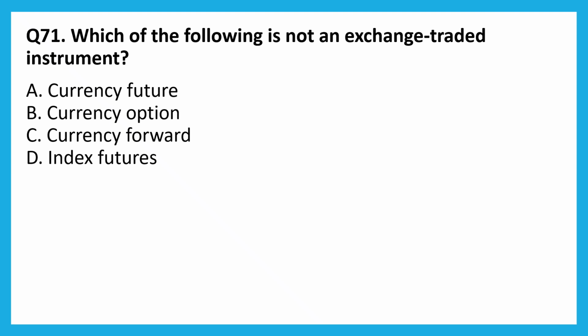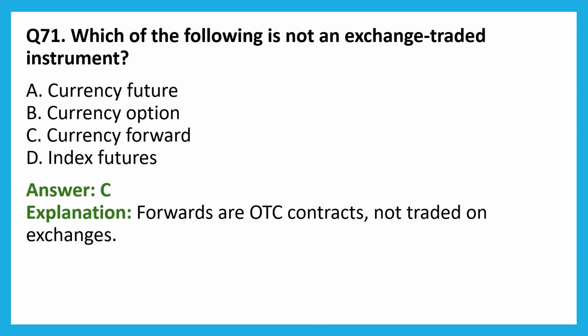Next question. Which of the following is not an exchange traded instrument? Option A currency future, option B currency option, option C currency forward, and option D index futures. Correct answer is option C currency forward.